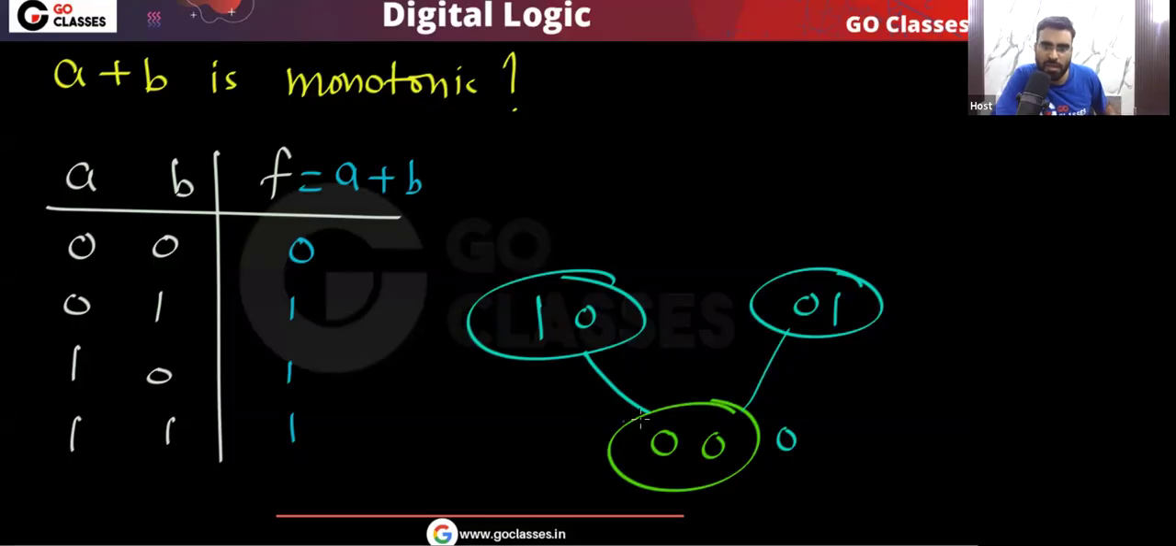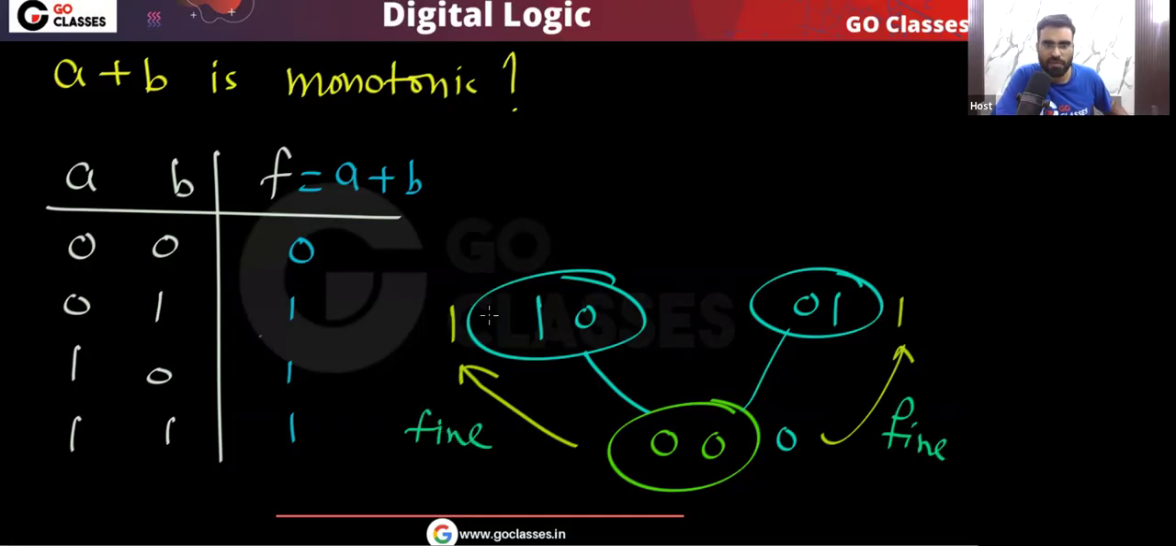Now you tell me, a single variable is going from 0 to 1. Is the function value decreasing? No, the function value is not decreasing. So this is fine, this is also fine. Function value does not decrease.